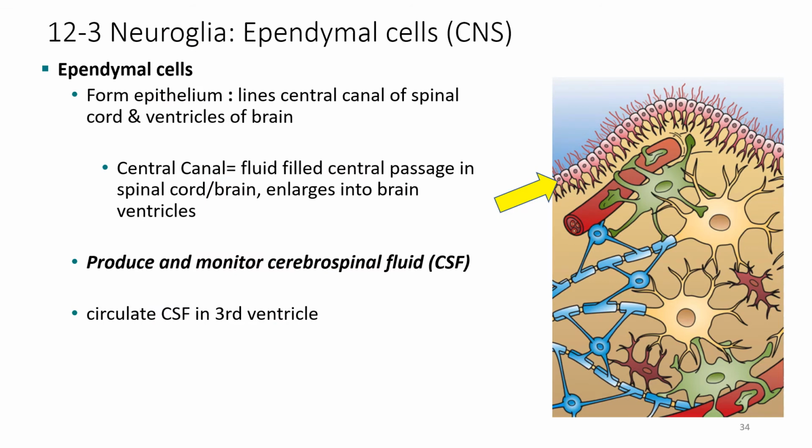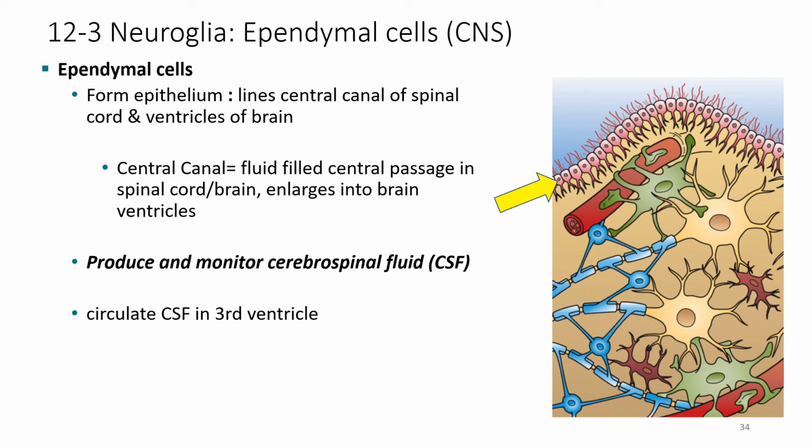Our ependymal cells form an epithelium that lines the central canal of the spinal cord and the ventricles of the brain. The central canal of the spinal cord is basically a fluid-filled central passageway that passes through the longitudinal axis, so longitudinally right down the center of the spinal cord. As that central canal reaches the brain, the passageway enlarges into chambers within the brain that are called ventricles. And you'll learn more about those in our next unit.